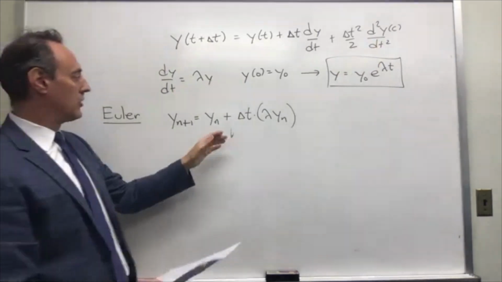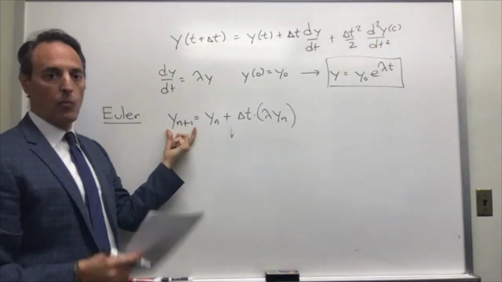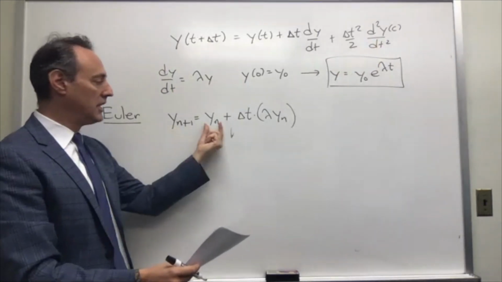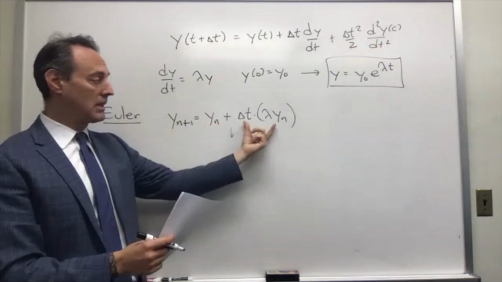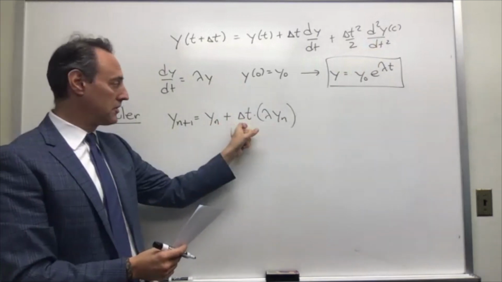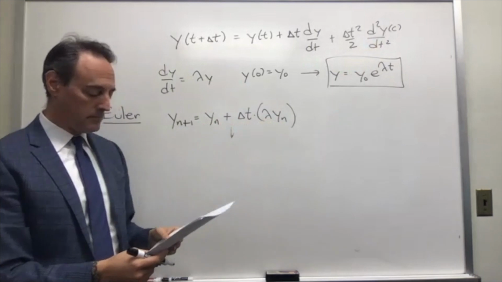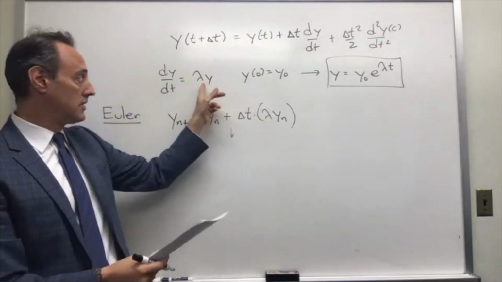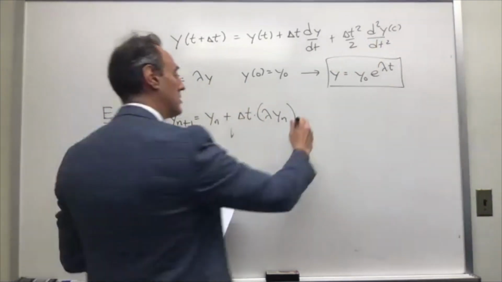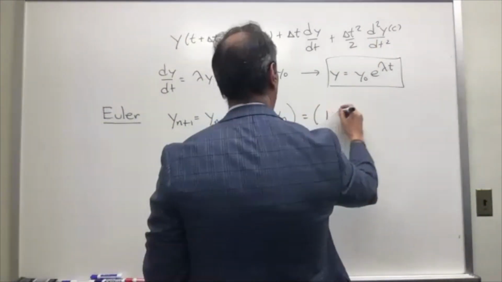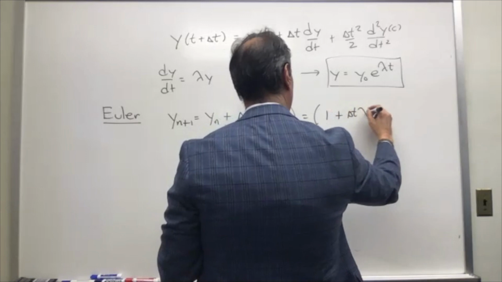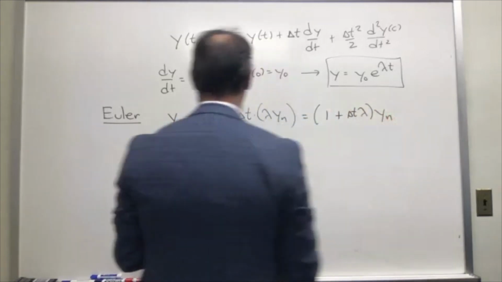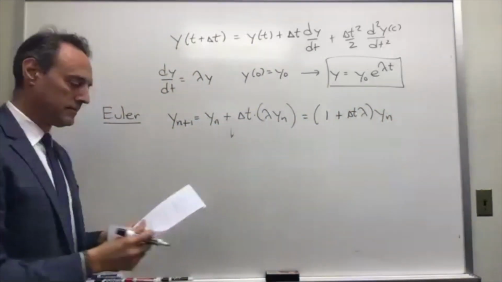So what does it tell you? My solution, one step into the future, is what it is now, plus a little bit of a correction, delta t lambda yn. Now, what's interesting about this, you have a yn and yn, and this is linear. What's nice about this is I can just basically write this as 1 plus delta t lambda, times yn.